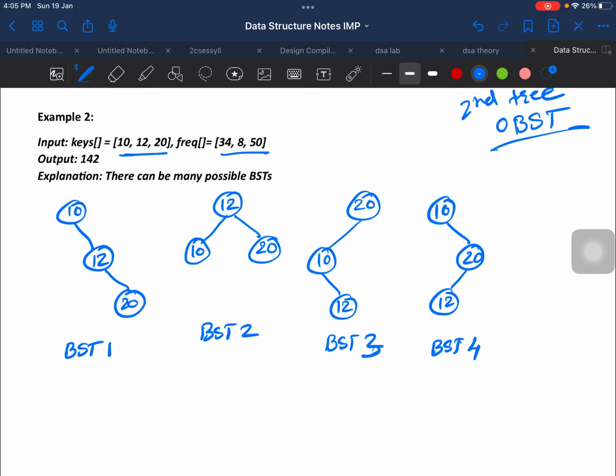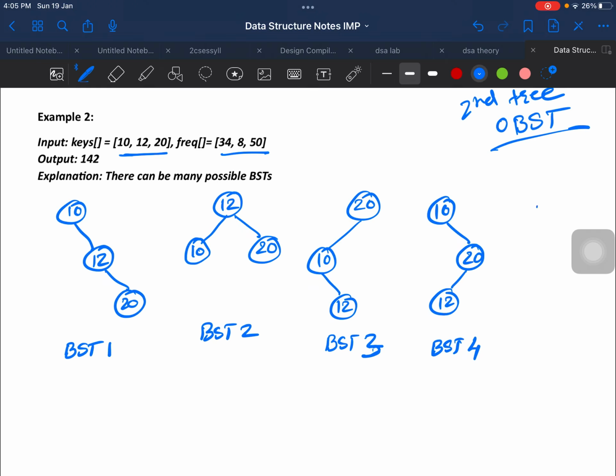So let us assume that we get 20, 12 and 10. 20. Then after that we get 12. 12 is less than 20, so it goes on the left hand side of the 20. And then after 12 we get 10. 10 is less than 12, so it is present on the left hand side of the 12. So this is my BST 5.